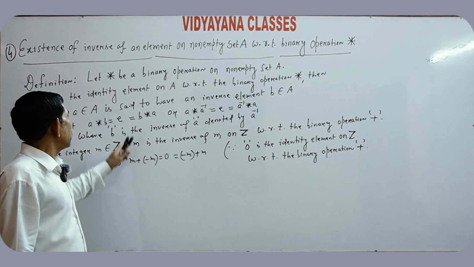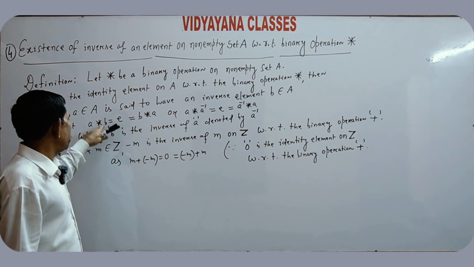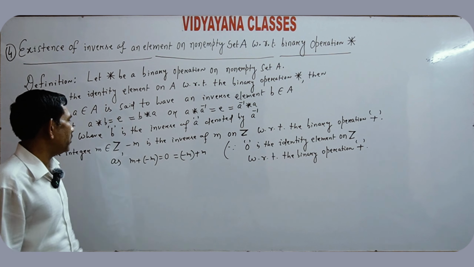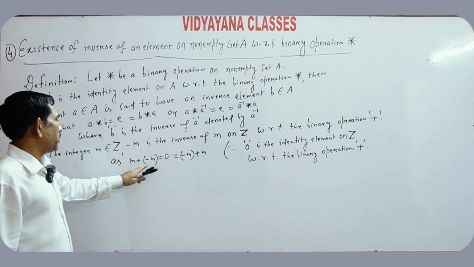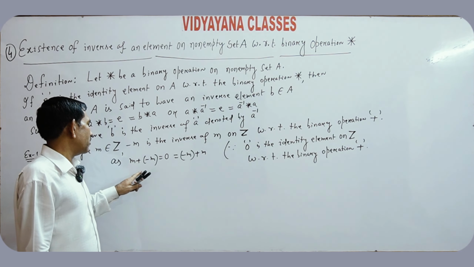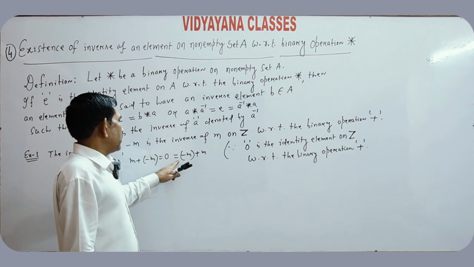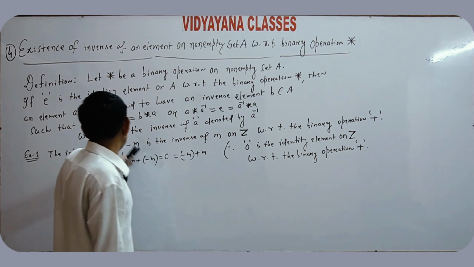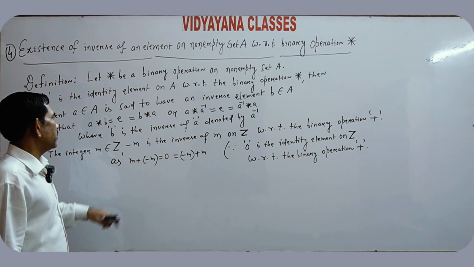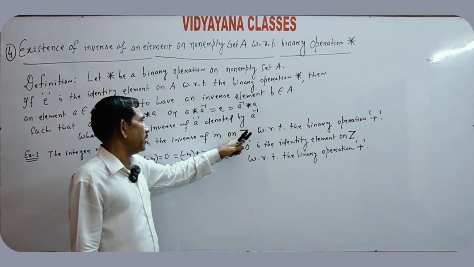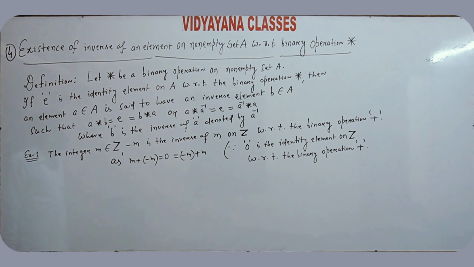Here a is taken by m, b is minus m. b is the inverse of a, that means minus m is the inverse of m. m plus minus m equal to 0. So minus m is called the inverse of m, which is same as minus m plus m. Since 0 is the identity element, here a star b is equal to e, e is the identity element on A. Here A is taken by Z. Clear? Okay. Next example.